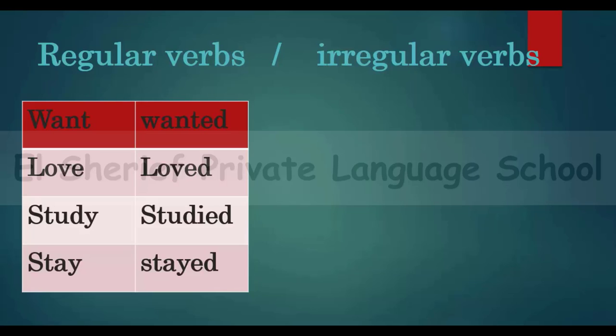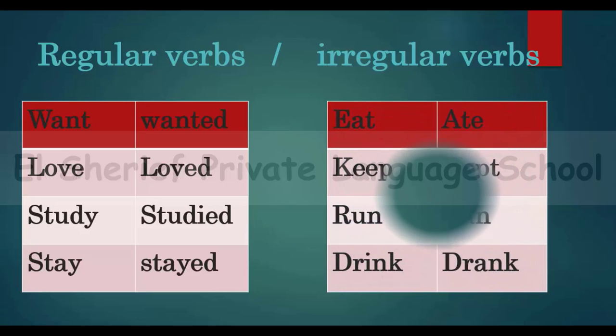And the last verb, stay. The second form of stay is stayed. Here, stay ends with y, but before y we have a vowel sound like a, i, e, o, u. At the verb stay we have an a sound. So if the verb ends with y and before y we have a vowel sound, we don't turn y to i, but it stays as it is. So we say stayed, y-e-d.